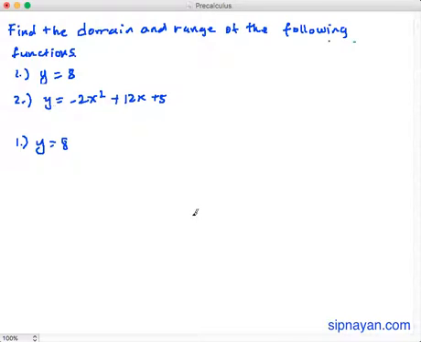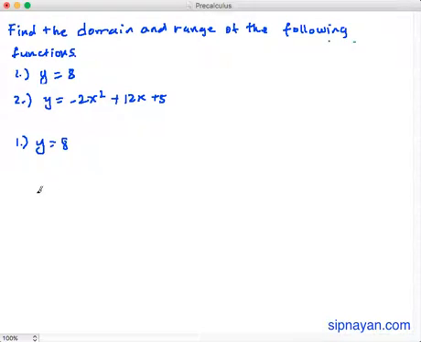In this video, we have two more functions. The first function is y equals 8, and I think this is very easy. Ano ang alam niyo sa y equals 8? Anong na-imagine niyo sa graph niya? It's a horizontal line, di ba?